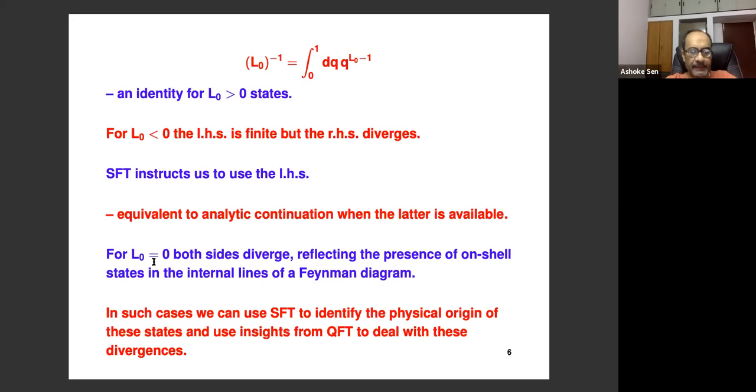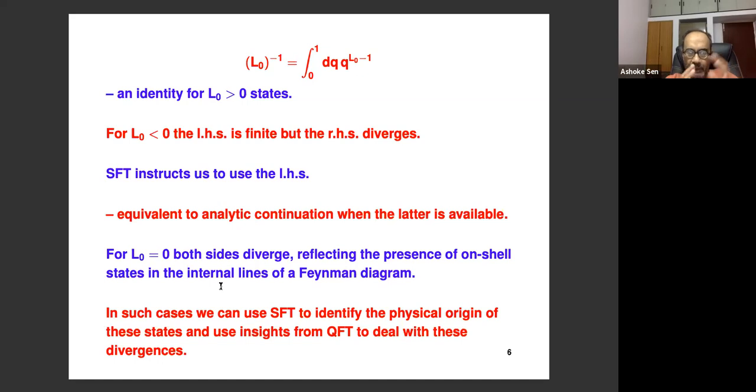In the simplest cases, you use the i epsilon prescription, which will be the equivalent of analytic continuation. But often we encounter more complicated cases where just the i epsilon doesn't work. Nevertheless, quantum field theory always has an understanding of what to do with such states. It basically says that if you encounter a 1 over 0 in an internal propagator, that means that you are doing something wrong, and you should analyze the system differently. We will see examples of this. And the idea is that whenever you encounter divergences of this kind associated with L0 equal to 0 states in the worldsheet formalism, we'll use insights from quantum field theory to deal with these divergences.